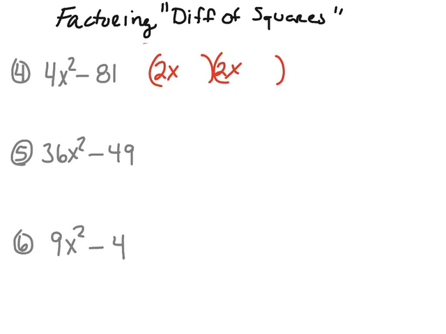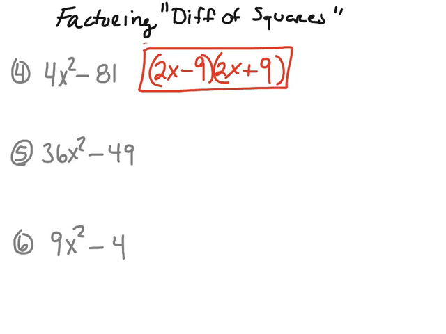Now let's go ahead and take the square root of that 81. The square root of 81 would be a 9, so we'll put a 9 here and another here. And all we've got to do now is put a minus and a plus. These are the two factors of 4x squared minus 81. Again, if we were to multiply those two together, the answer we come up with would be 4x squared minus 81.